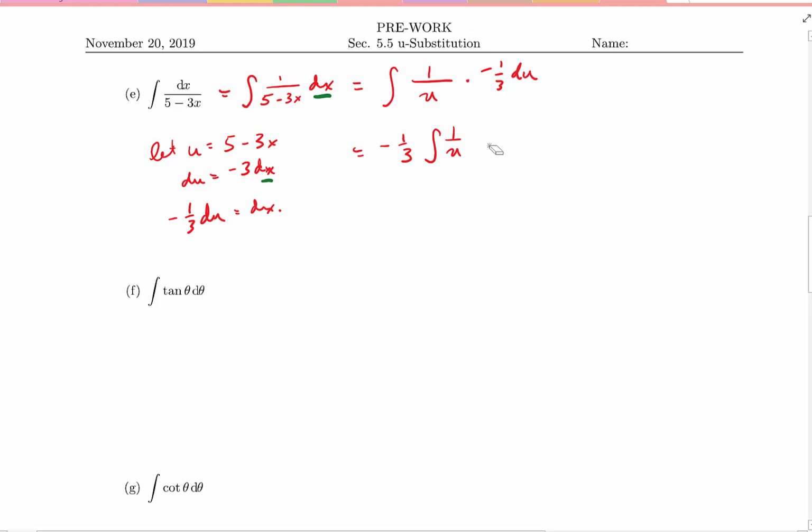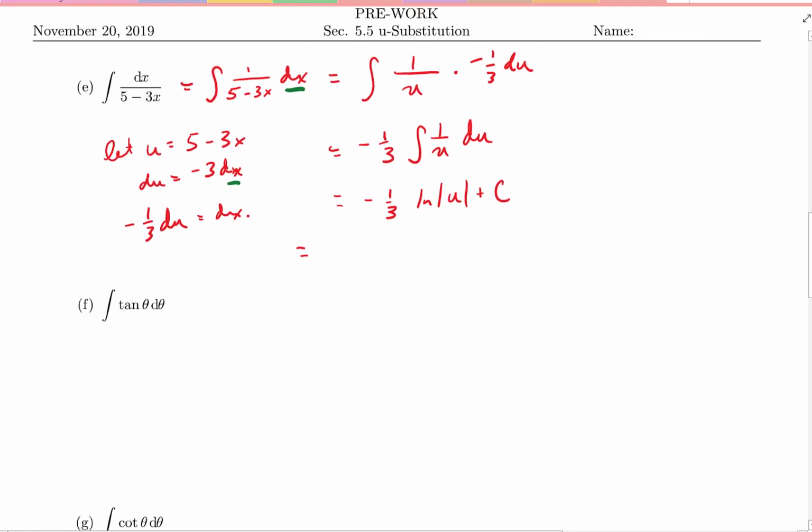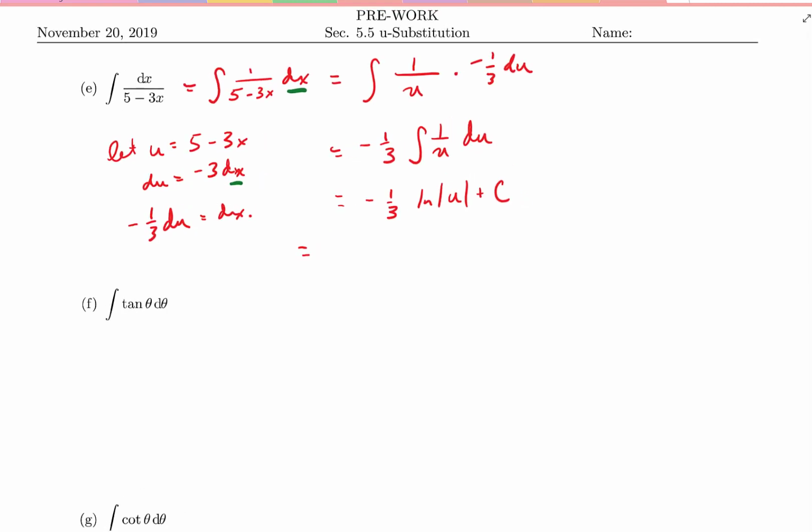And I think you can see the point of this u substitution. This is much easier to work with now. Here I'm just saying what function, when we take its derivative, gives us 1 over u, and the answer is the natural log of the absolute value of u plus some constant. So now all we need to do is the back substitution step, and for that we'll say that what was u? Well, u was the expression 5 minus 3x, so we end up with minus 1/3 times the natural log of the absolute value of 5 minus 3x plus c.